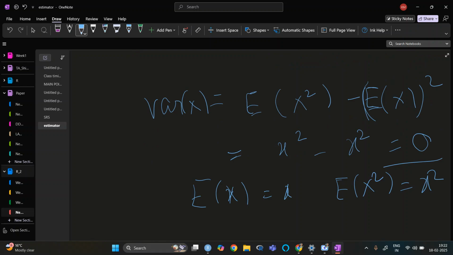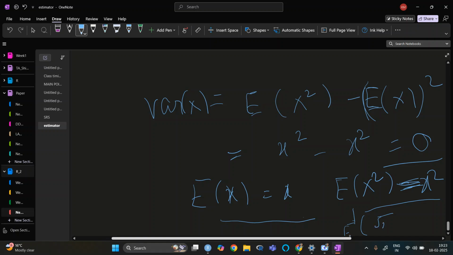But this is not true. This is false. If expectation of x is x, it is not necessarily true that expectation of x square is also x square. It may happen in a very rare case. For constant values it is true, but for a variable it is not. Similarly, the expectation of root x is also not equal to root x.